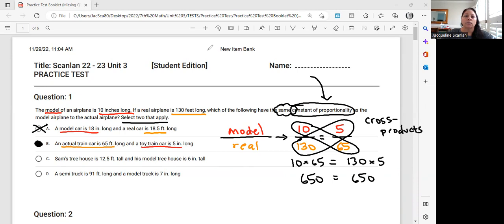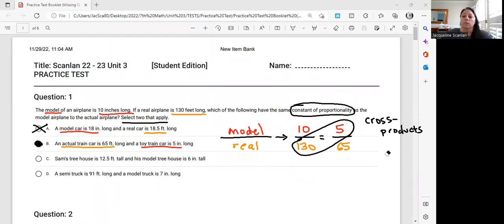All right, let's go on to answer choice C. Remember, we're looking for two correct answers. Okay, so now for letter C, I am looking for the tree house is 12.5 feet and the model house is 6 inches. So the tree house is the actual, that's underlined, whoops, in orange. They almost caught me on that one. Tree house is underlined in orange because it's in feet. And the model is 6 inches. So I'm going to put 6 inches on top. And on the bottom, I'm going to put the 12.5 feet.